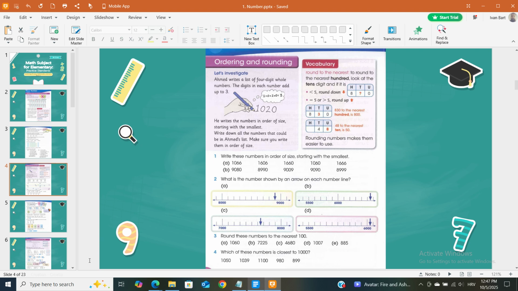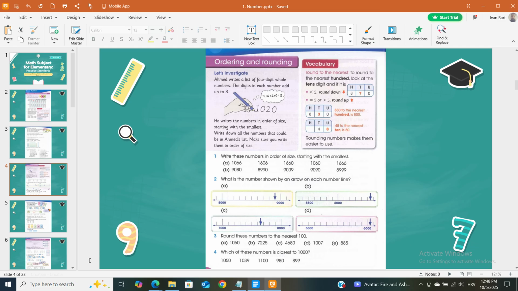3. Round these numbers to the nearest 100. (a) 1060. (b) 7225. (c) 4680. 4. Which of these numbers is closest to 1000? 1050, 1039, 1100.